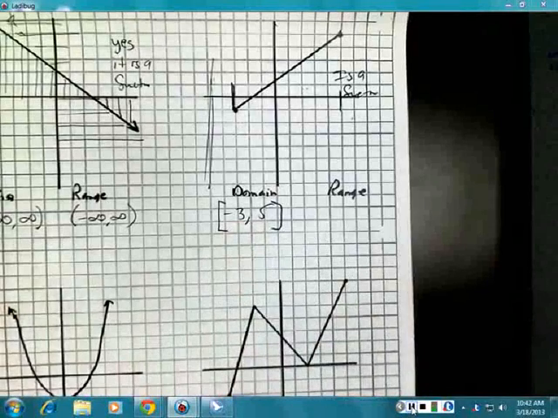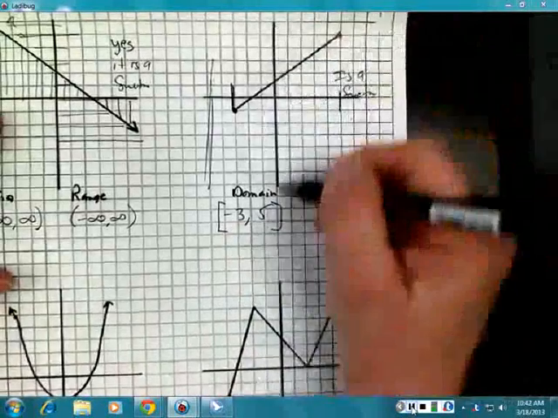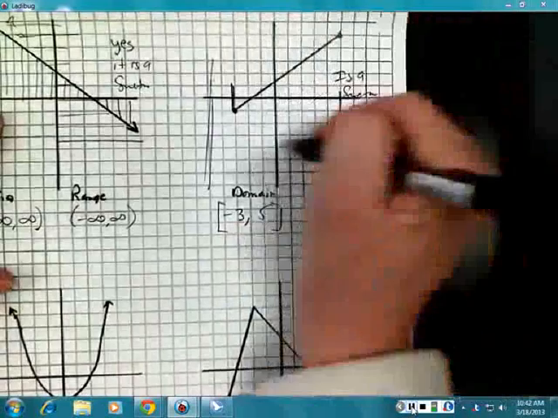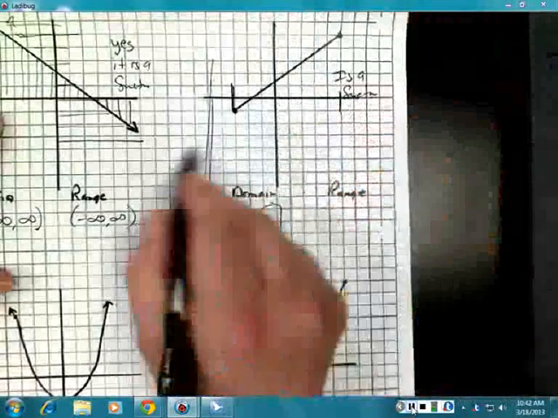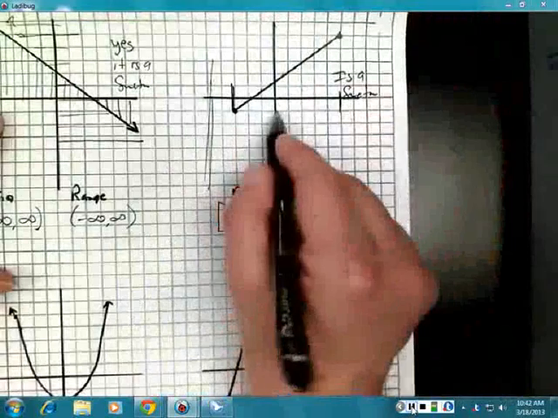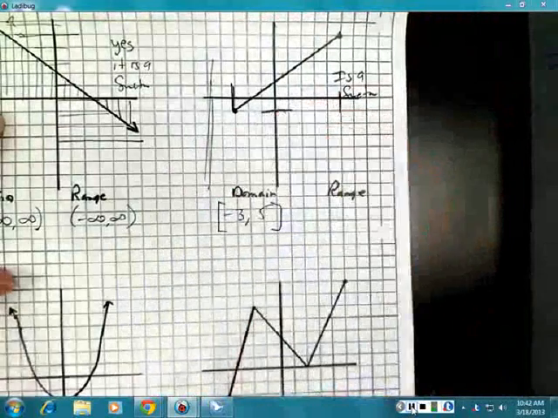What's its range? Now range is y's, okay? So I'm walking along here, I don't see anything, I don't find anything, I don't find anything until I get right here. Okay? And that you said was a negative 1.